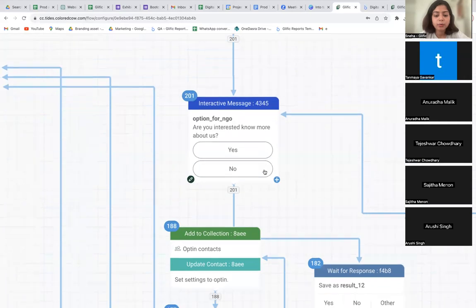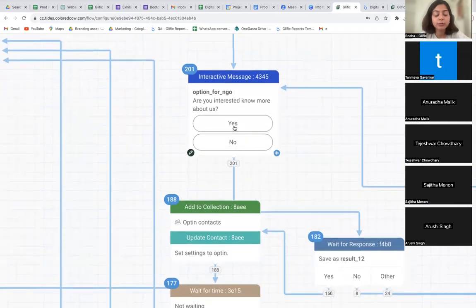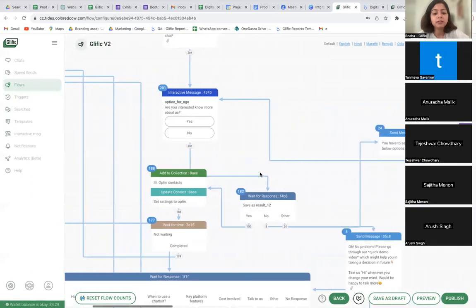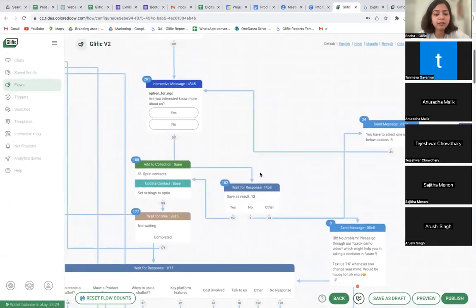Yeah. Are you interested to know more? There are options like buttons or a list option so that your user doesn't have to type. And it's better to have that sort of system in place when you're starting on Glific. So use these features.